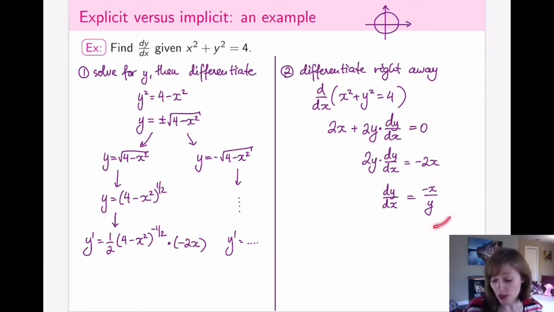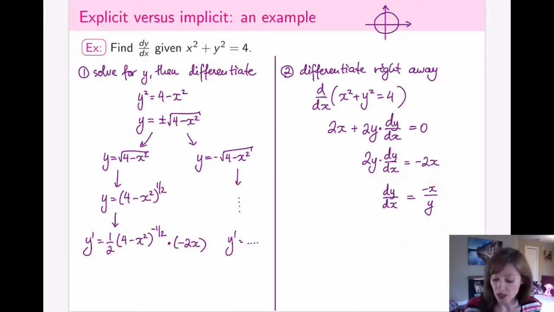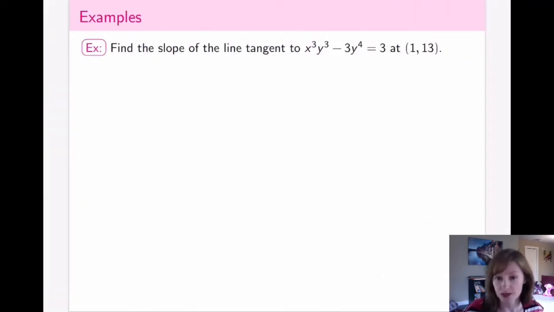The only downfall to this method, though, is the fact that here, my answer, my derivative, has both x's and y's mixed into it, right? Whereas here, if I start with y equals a function of x, then I end up with the derivative being a function of x. Here, I have x's and y's all over the place. Let's take a look at another example and use the implicit differentiation method, but with the primed notation, just to see how that works there.